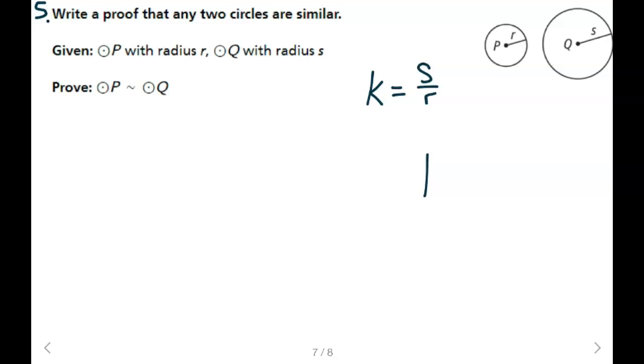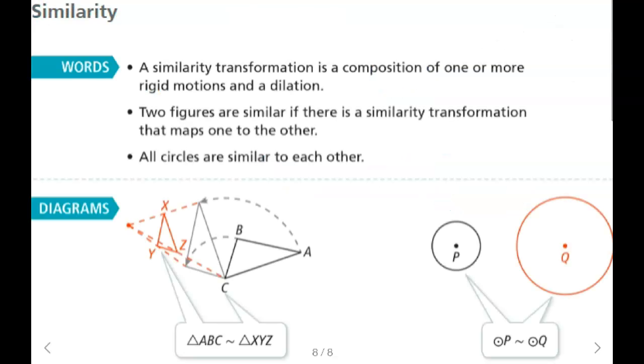So whatever translation it takes to get to Q from R, and then also a dilation with a factor of S over R. And so that would be enough to show that those are similar. All right, so similarity transformations, composition of one or more rigid motions and a dilation. And then two figures are similar if there's a similarity transformation that maps one to the other, and all circles are similar.